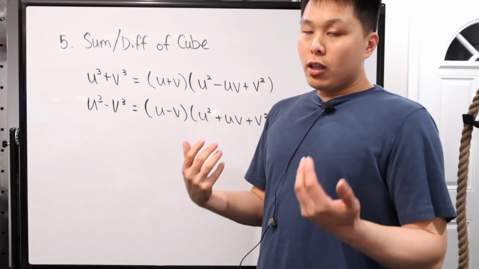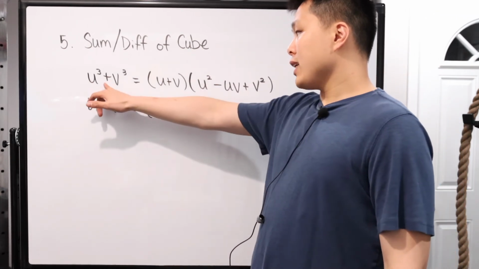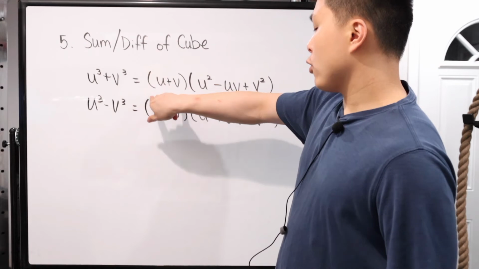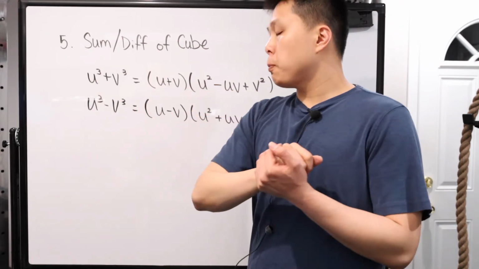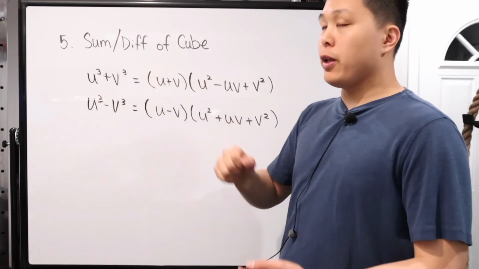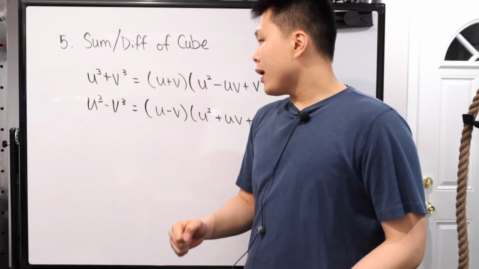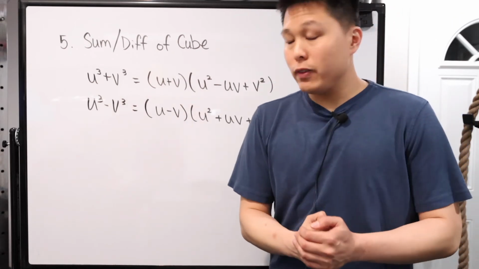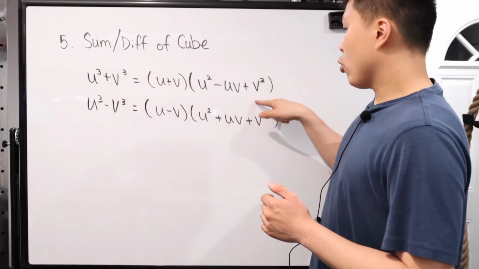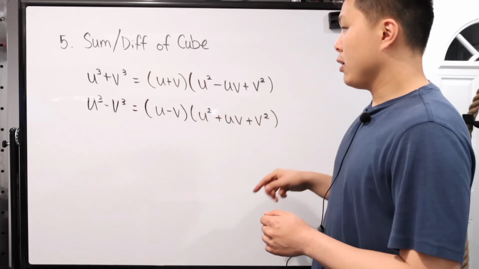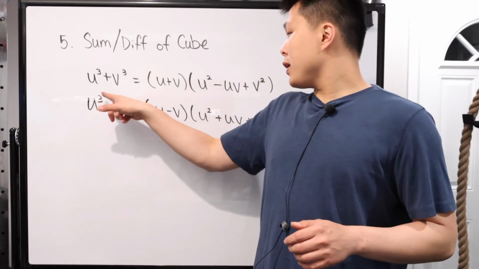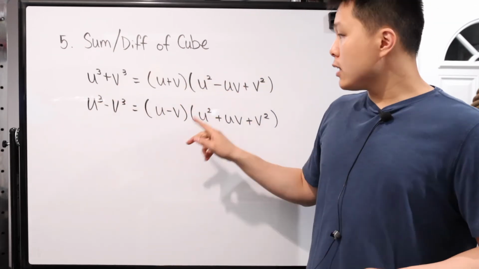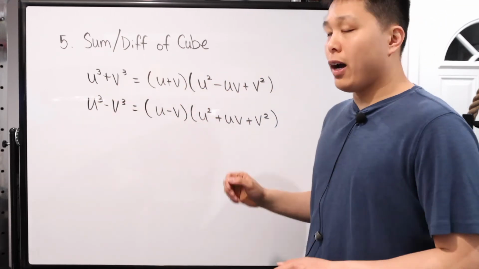Now, the easy part is that whatever is adding or subtracting, the first part is simple. If this is u cubed plus v cubed, then it's going to be u plus v, right? If it's u cubed minus v cubed, then it's going to be u minus v. The difficulty or the possible confusion is the second part. It's actually the opposite. If this was plus, make sure that you have this as minus, and if this was minus, you make sure you have this as plus.